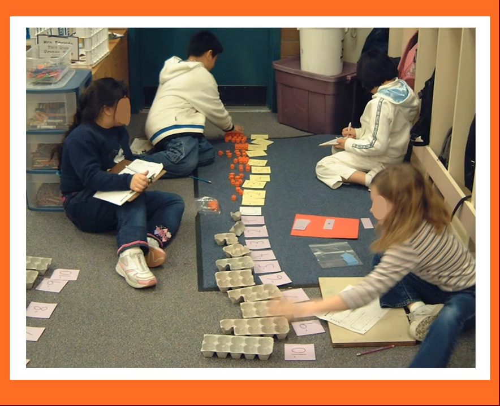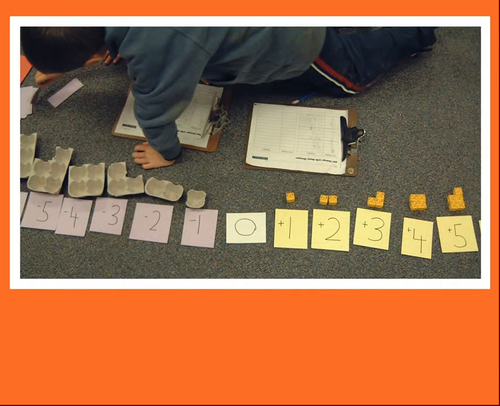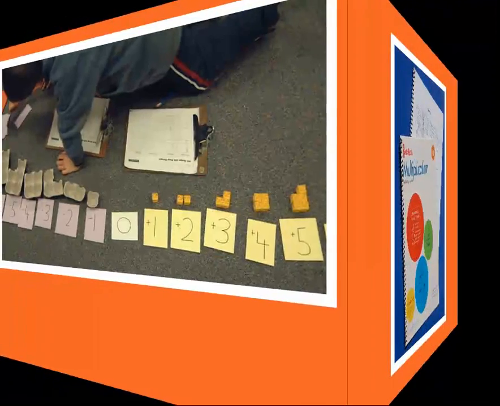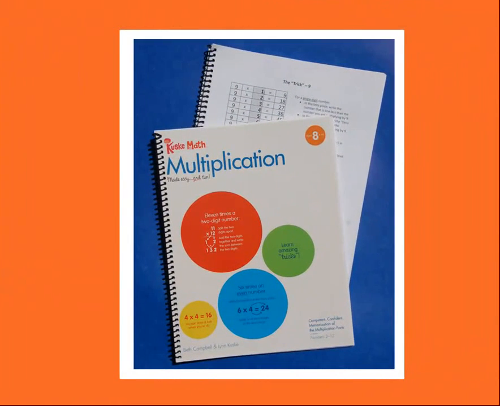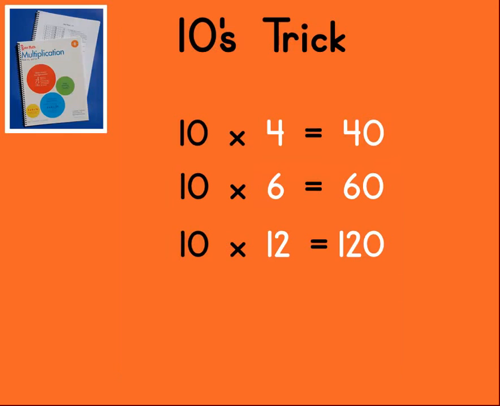Here's a picture of some of our 3rd graders with their number line from -10 to +10 working on equations. You can see it more closely here. Now let's look at another Kusky math program called Multiplication Made Easy for the memorization of multiplication facts. We first teach the kids the tens trick by giving them this example and saying, what do you notice happens to the 4, 6, and 12 when it's multiplied by 10? And the children discover the trick for themselves.